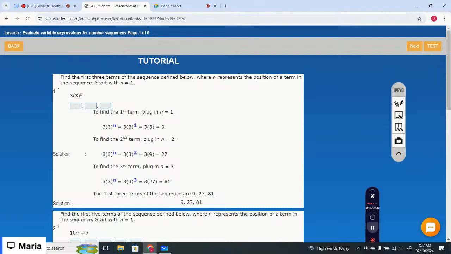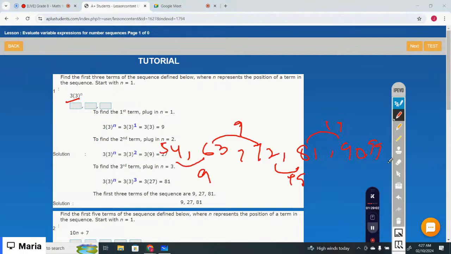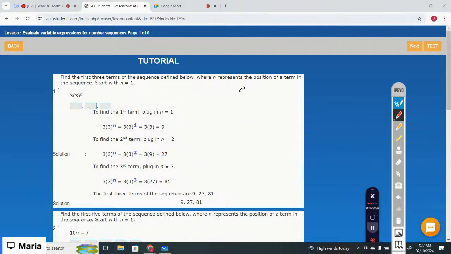The mathematical expression you are given is 3 times 3 exponent n, right? You can find different values. You have to find the first three terms in the sequence. Just replace the variable n with 1 for the first time. So that is 3 exponent 1. 3 exponent 1 means 3. 3 times 3 is 9, right?